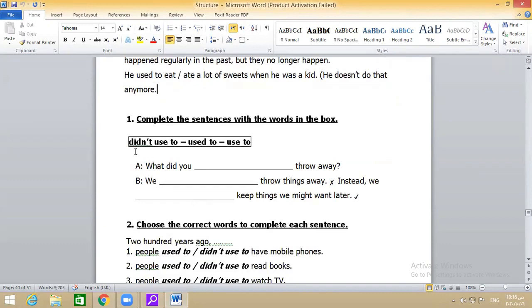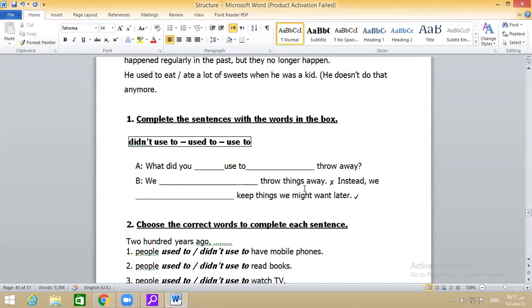You have to choose from this box: didn't use to, or used to. Let's have a look and then you're going to do the rest on your own. What did you throw away? So that's a question. We agree that in the question form, I use use to with nothing at the end. We use it as it is. So what did you use to throw away? And the verb already is in the base form.